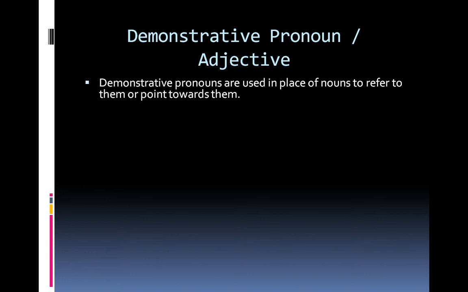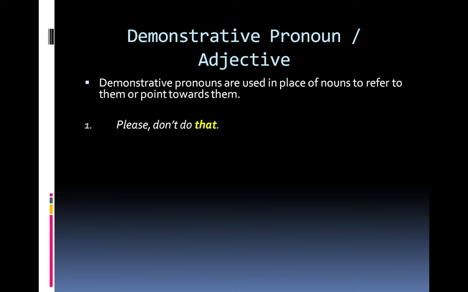Whenever these words are used with nouns to point towards them, they are demonstrative adjectives. And whenever they take the place of those nouns, but the function is the same, they still point towards those nouns, but they have also taken the place of those nouns, they become demonstrative pronouns. Let's take a look at the examples.